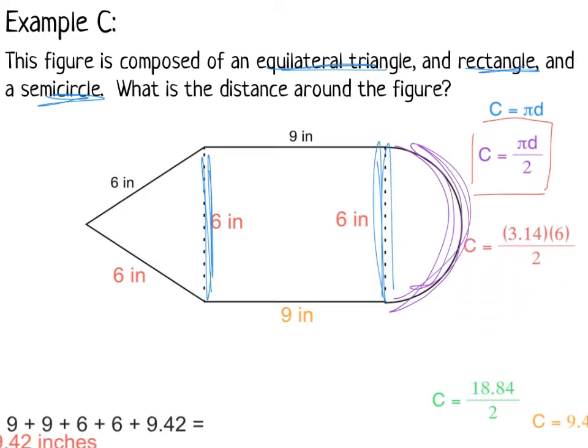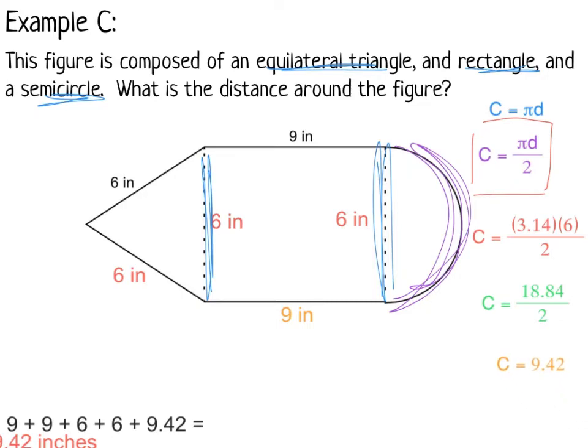So all I have to do is plug that into my formula. So I'm going to plug in 3.14 for pi because I always use 3.14. I never use the pi button. So 3.14, plug in the 6 for my diameter, and again, I'm going to divide everything by 2. I'm going to use the order of operations. I'm going to multiply across the top first. When I do that, I get 18.84 divided by 2, and then I'm going to divide by 2 and get the circumference is equal to 9.42. Excellent.